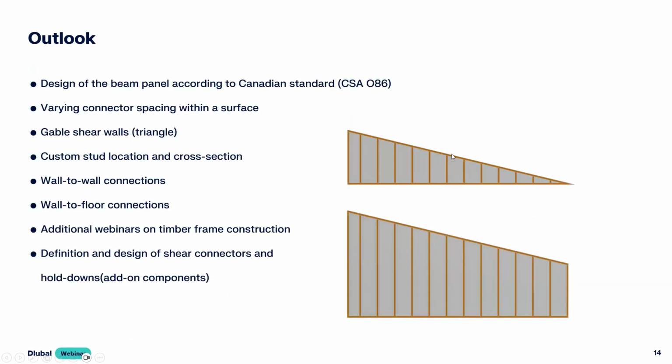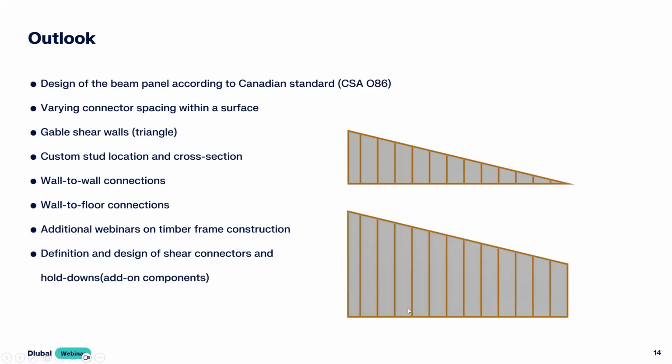It's about the outlook. So really soon we will release the Canadian beam panel design according to the CSA 086. Then we plan to vary the connector spacing within a surface. So that means studs with no sheeting edges will get fewer connectors compared to studs with free sheeting edges.